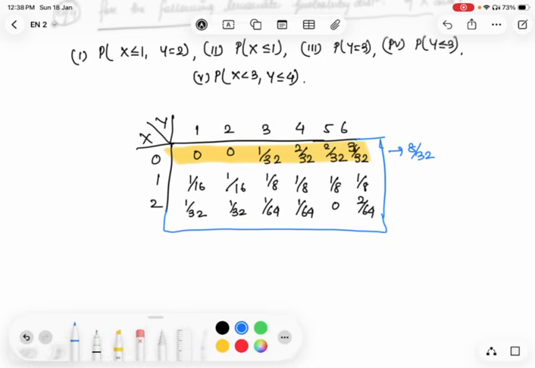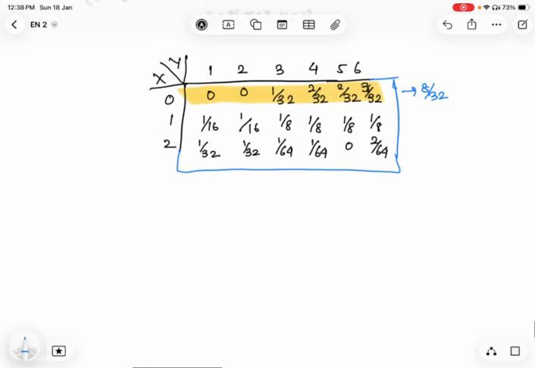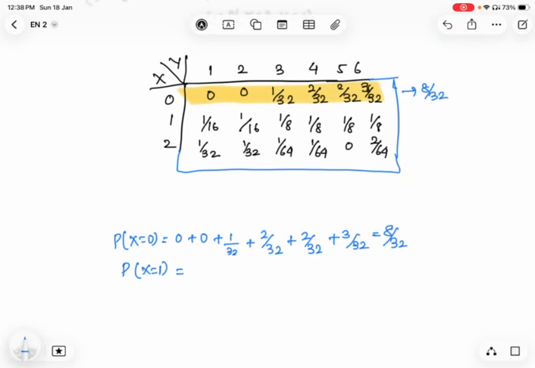One minute, I just erased it because I didn't have a place to write the marginal of y. That's why it's very easy: 0 plus 0 plus 1 by 32 plus 2 by 32 plus 2 by 32 plus 3 by 32 is equal to 8 by 32. Same for the probability of X equal to 1: add 1 by 16 plus 1 by 16 plus 1 by 8 plus 1 by 8 plus 1 by 8 plus 1 by 8, and that will get you 10 by 16. Similarly for this, you will get 8 by 64.